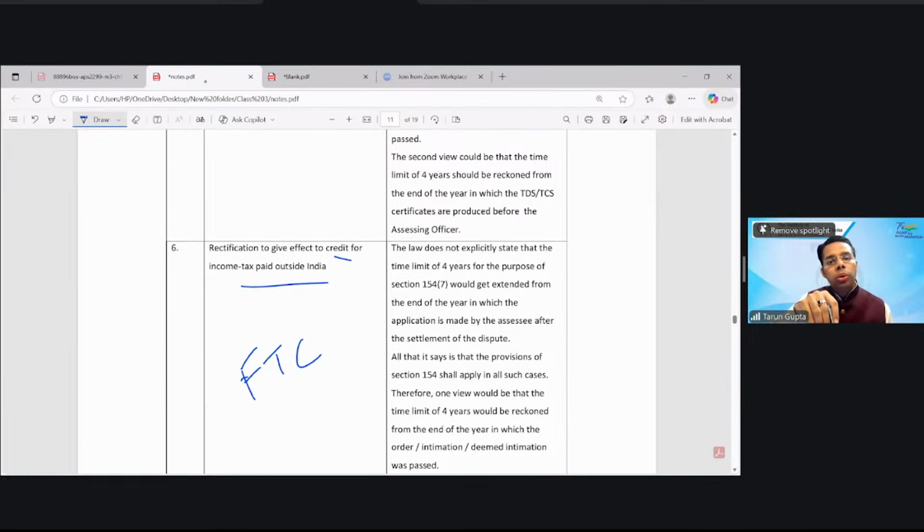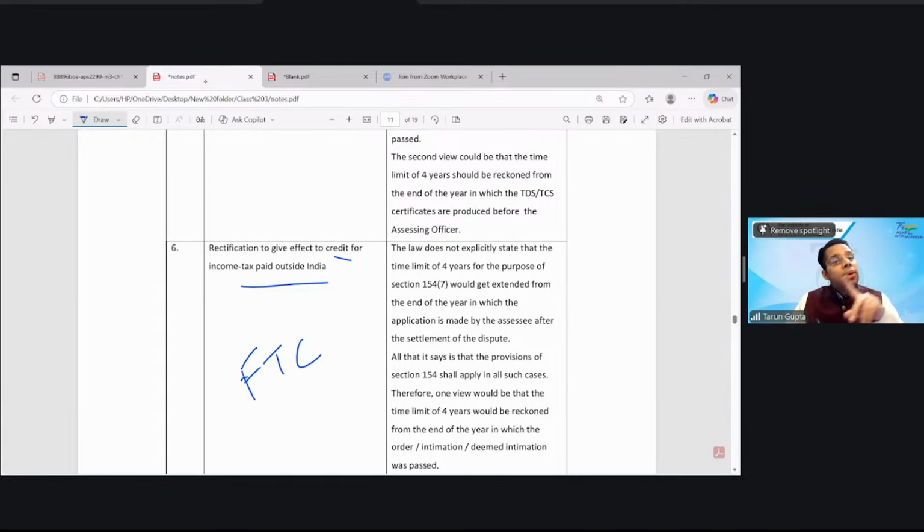And the law only allows it when the payment is not disputed. So legally, I was not entitled to claim FTC at that time. But now, once it's settled that I was required to make the payment and I had already made the payment, now the FTC should be allowed logically. But how can I claim it? 4 years has already elapsed. For this as well, the same thing.